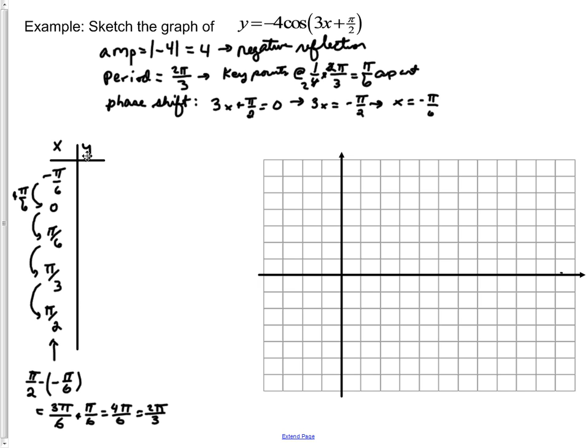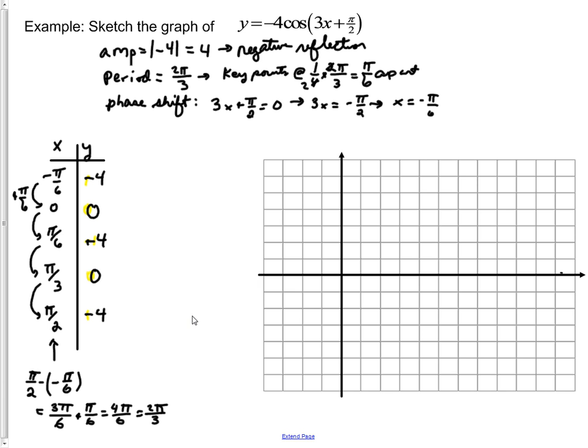How about the y values? Well, this is a graph of cosine. Normally, cosine has its key points like this: 1, 0, negative 1, 0, and 1. But since we're multiplying everything by negative 4, we will multiply negative 4 times 1, so our first key point is at negative 4. Negative 4 times 0 remains 0. Negative 4 times negative 1 gives us positive 4. 0 times negative 4 gives us 0 again, and then negative 4 times 1 gives us negative 4 as our last key point.